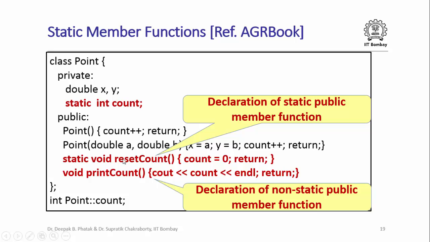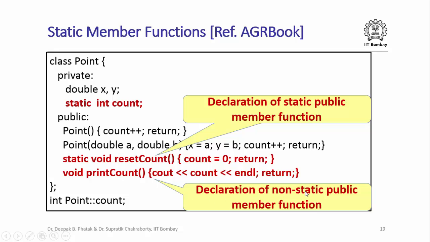Now here I've also indicated a static member function. So here is a member function which is named reset count, and what it does is it simply resets the value of that counter. I have made it static and I've put it in the public section of this class definition, and we'll shortly see what that achieves. And I've also introduced another member function, but this is not a static member function. This is a non-static member function. This is also in the public section.